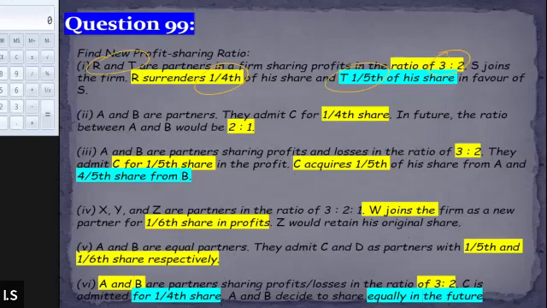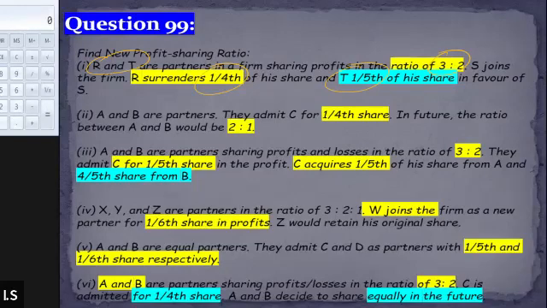It is not saying that R will be surrendering 1/4 share only. If it would have been written like this, that R surrenders only 1/4 share, in that case we would have simply subtracted 1 by 4 out of the total share of R. But the question is telling us that R is surrendering 1/4 of his share. So we will have to find out the total share of R first of all, right? So total share of R is how much?